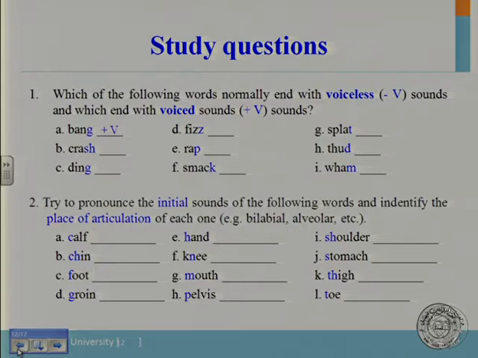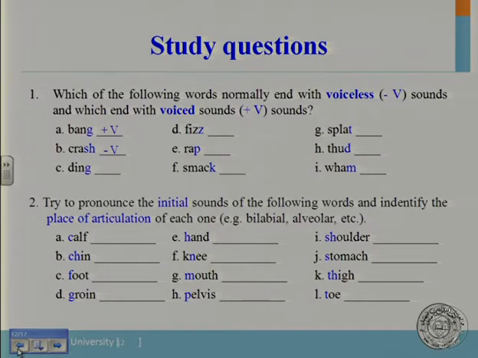Next one, B, crash. I want you to try to practice this sound. Crash, sh. Do you know whether this sound is voiceless or voiced sound? Can you answer? Yes, exactly. Crash, sh, is voiceless. It is a voiceless sound. It has no vibration.